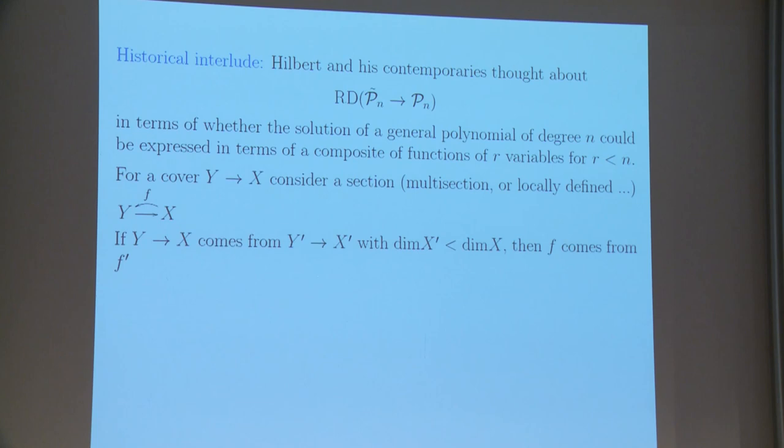And let's suppose now that this Y to X comes from some Y' mapping to X' with the dimension of X' less than dimension of X, okay? Then, so Y is the fiber product of Y' and X over X'. So you can actually choose a section here, and then this comes from here. And then f is a function. It's really determined by f', so if you think about what's going on here, it means that f is a function in this number of variables, if you think of some local coordinates here.